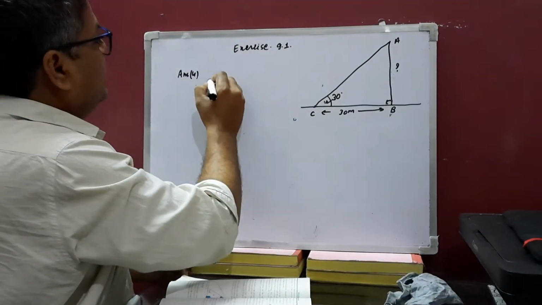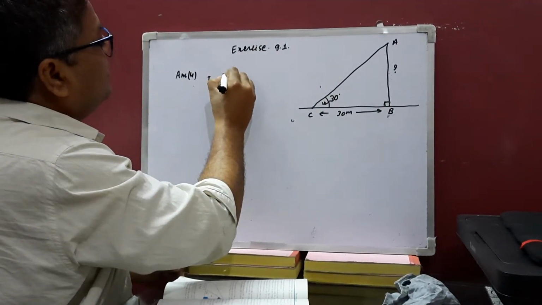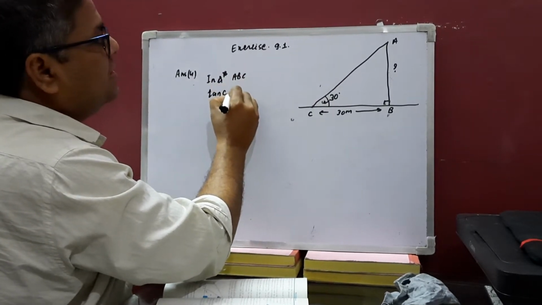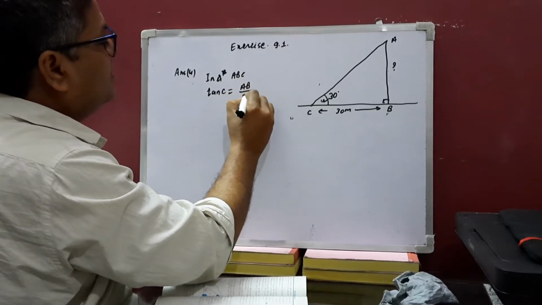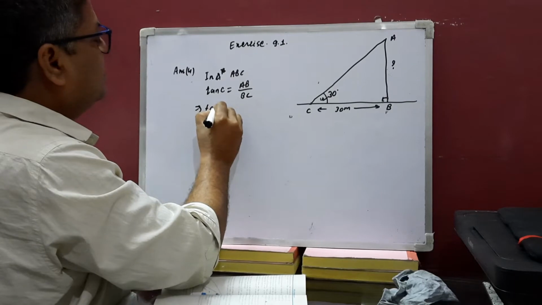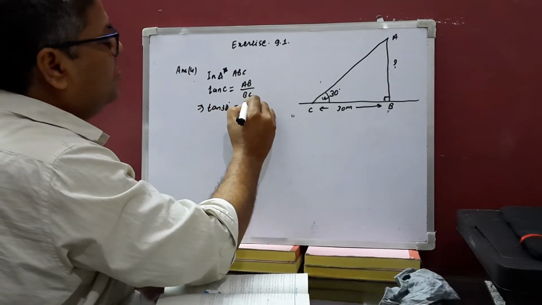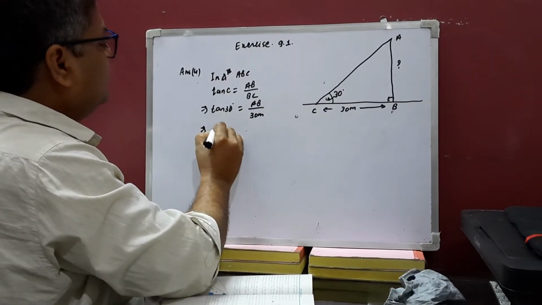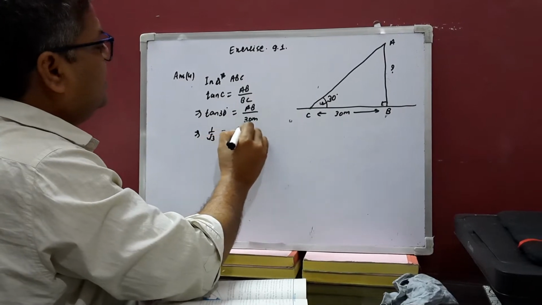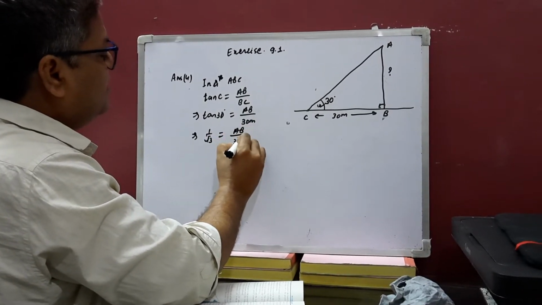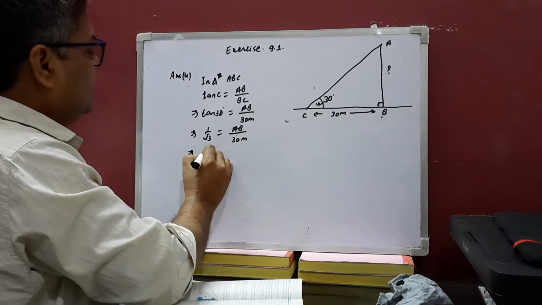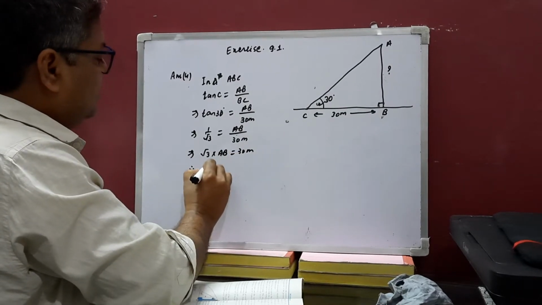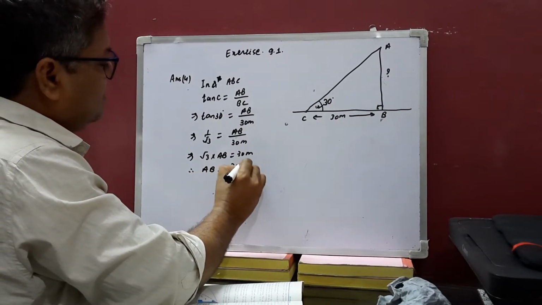Okay. Therefore, in right triangle ABC, tan C is equal to AB by BC, and this is tan 30 degree, and this is AB, and this is BC, 30 meter. Substitute the value of tan 30 degree. This is AB and this is 30 meter. Do the cross multiplication. Root 3 into AB is equal to 30 meter. Therefore, AB is equal to 30 meter by root 3.